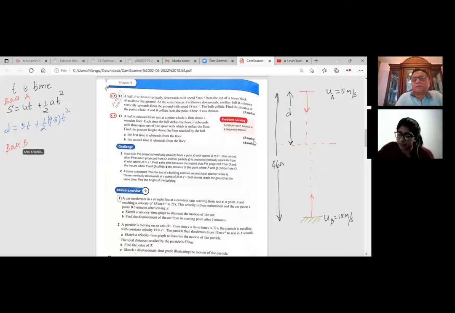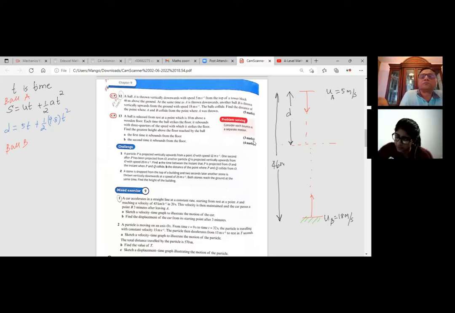Should we simplify it? Yeah, you can simplify. 4.9 t squared. Yeah, we can write 4.9. That's good. Now, the other ball, which is going upwards, the distance traveled by the other ball is 46 minus D, right?